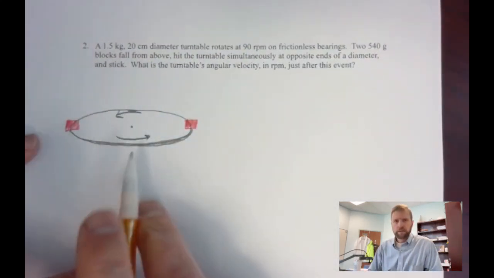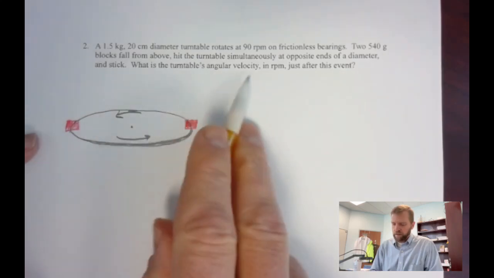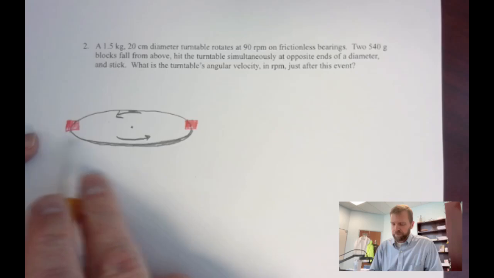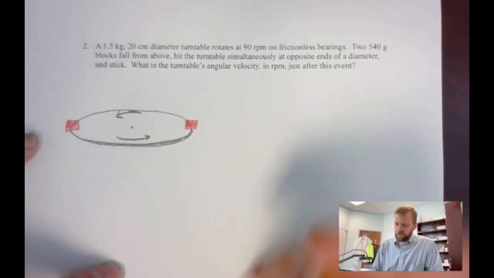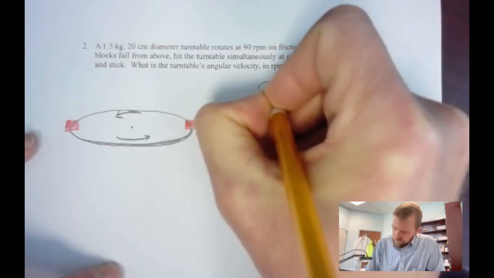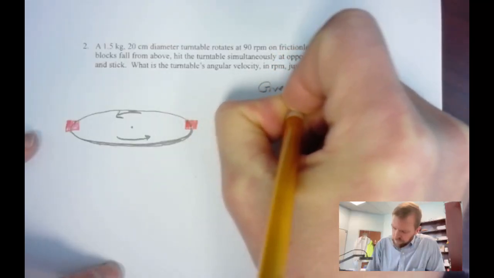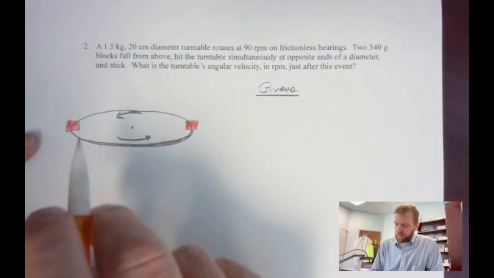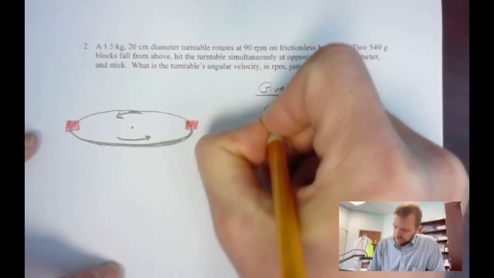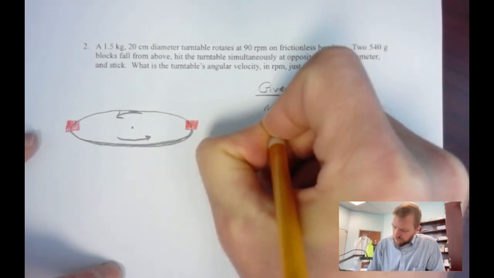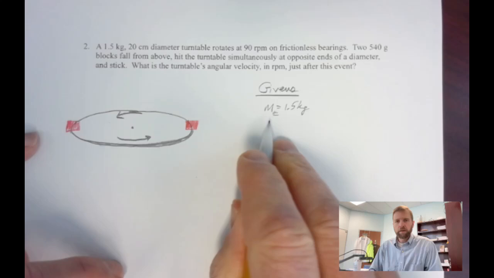Okay, so this is this problem. If you recognize it, we're conserving angular momentum, and we want to know what is the angular velocity just after this event happens. So let's list out what our givens are. We're given the mass and diameter of the turntable. So the mass is 1.5 kilograms. This is for the table. I'll put a little subscript T here for table.